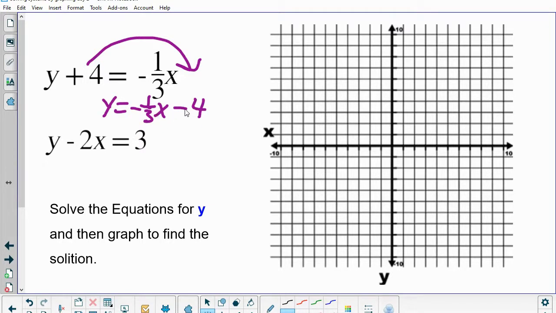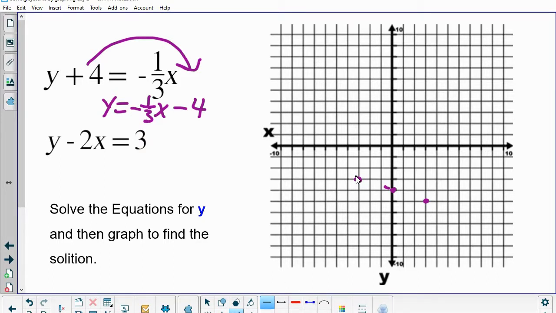So let's go ahead and graph that. We start at negative 4. 1, 2, 3, 4 on the y-axis. That's the y-intercept. And then the slope says I've got to go down 1 and over 3. So down 1 over 1, 2, 3. Or I can go up 1 and back 1, 2, 3. So my line is going to go right through those points.